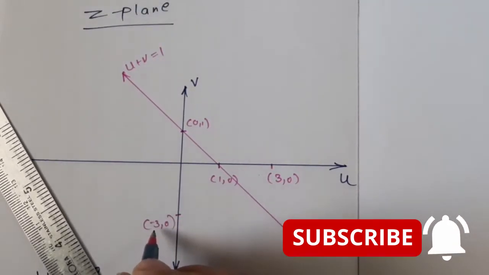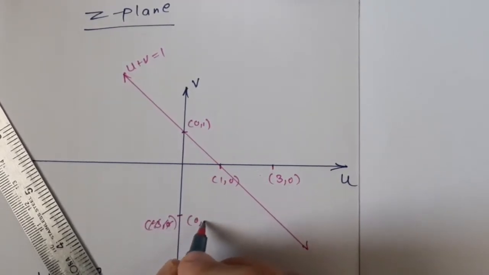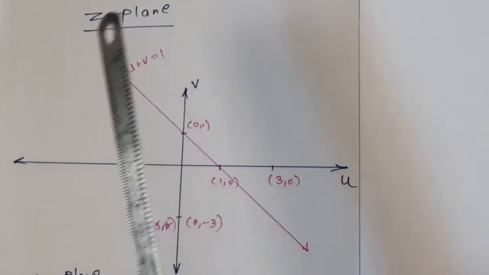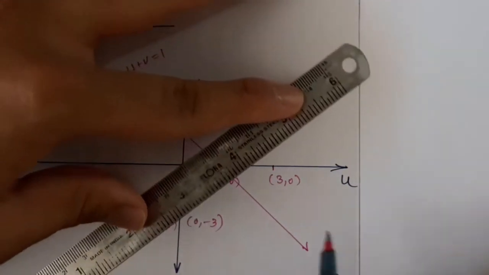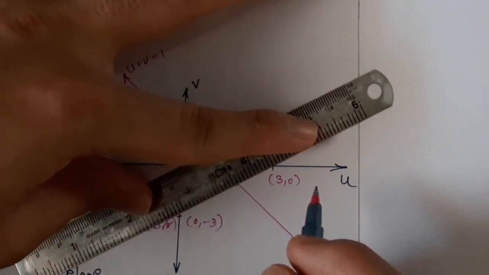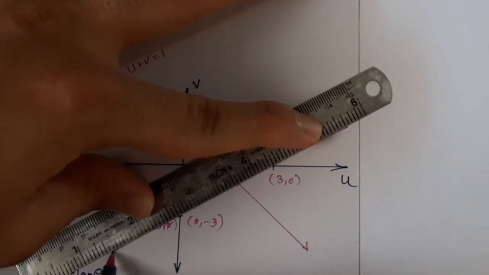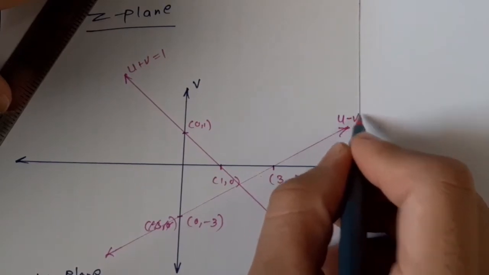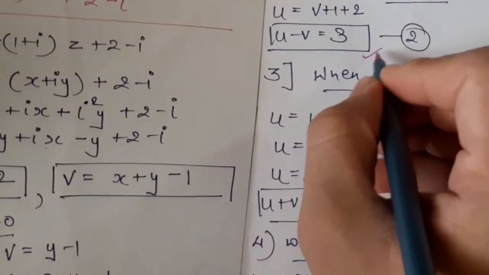So this is the point (0, minus 3), that is u is 0 and v equals minus 3. This is the second point of the line u minus v equals 3. So I will draw it. This is the line u minus v equals 3, so this equation we have drawn.